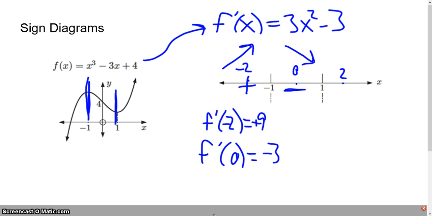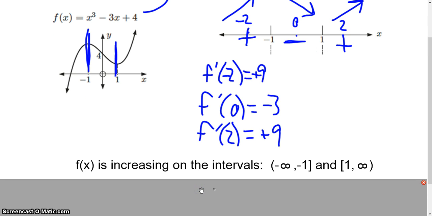And then we check the other end at f prime of 2. F prime of 2, we have 2 squared is 4, times 3 is 12, minus 3 is again +9. So we are positive, which means we are increasing. Alright, so real quickly, that's a really easy way to see the intervals where it's increasing or decreasing.